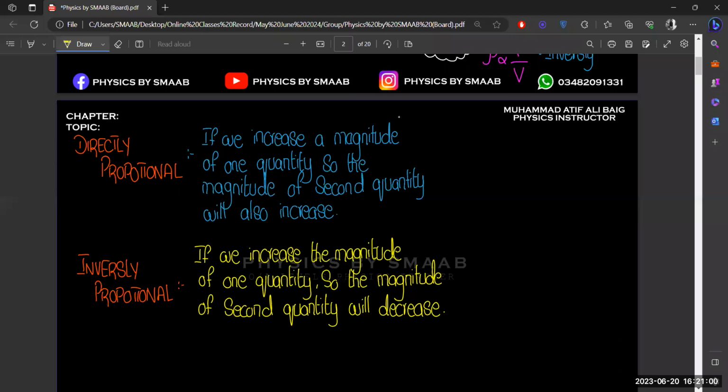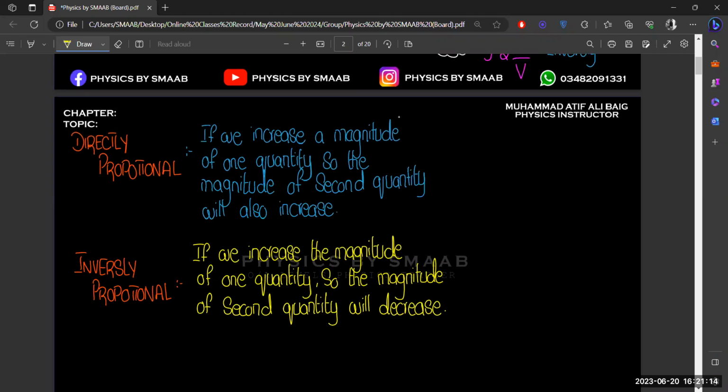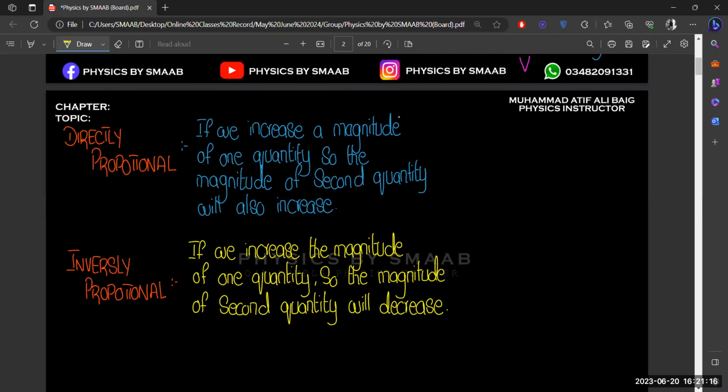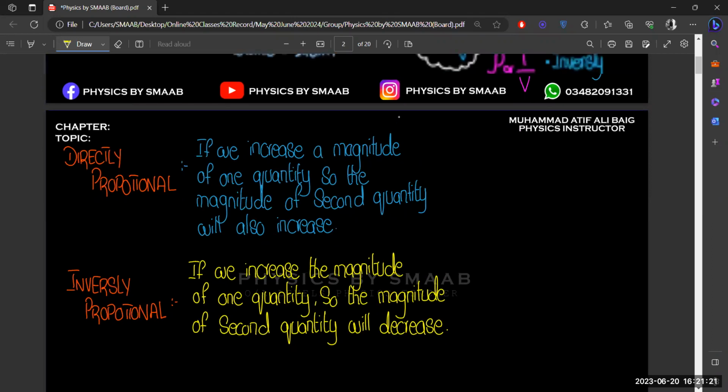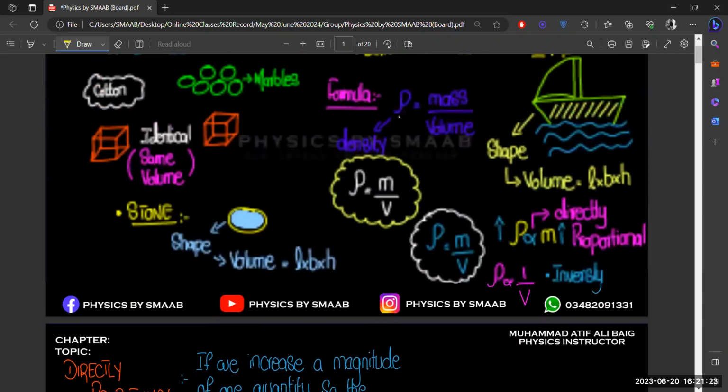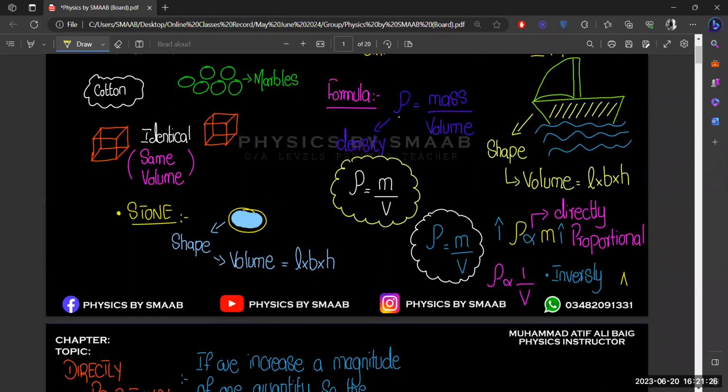Let's suppose we want to compare the currency of the dollar and the Pakistani rupee. You know that if the dollar increases, the value of the Pakistani rupee will automatically decrease. So that is inversely proportional, right? One quantity is increasing, the second quantity is decreasing, right? So when we write inversely proportional for the second term, it means that if we increase the volume, the density will decrease, right?